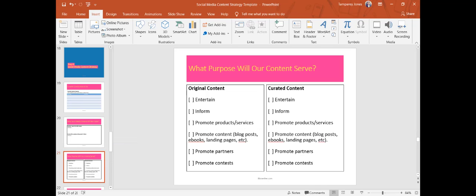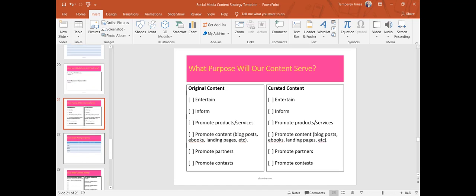Okay, so what purpose will your content serve? Are you entertaining them? Are you informing them about something? Are you promoting your new products, or launching a new line? Running a contest? What purpose will your content be serving your customers? Because you have to give them something. You can't just always promote to them and expect them to buy from you. You have to give them something for free to gain their trust and to get them to want to spend their money with you.